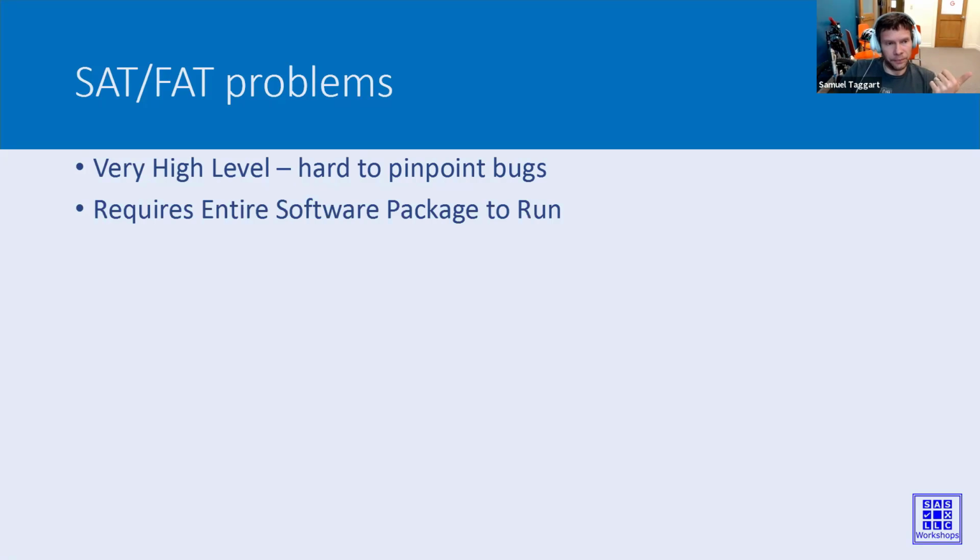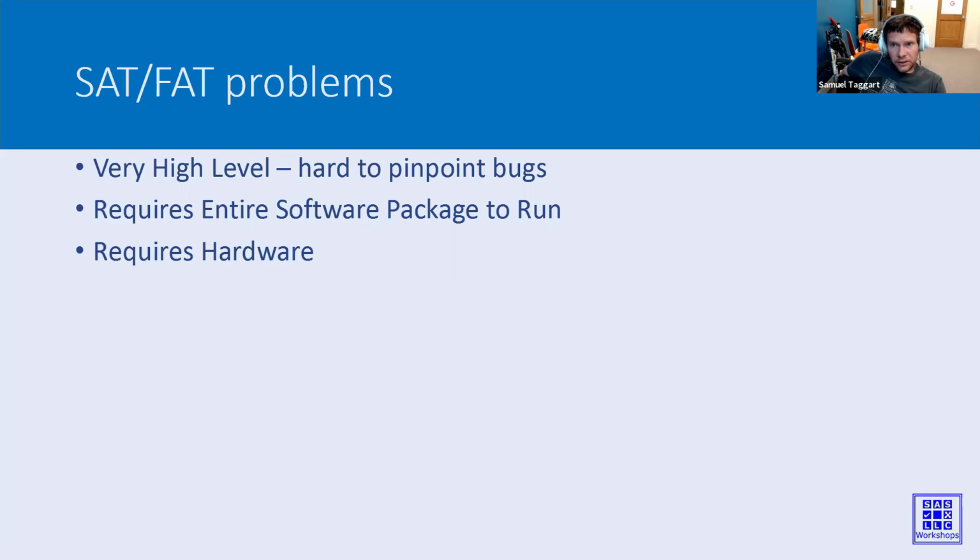So that's one problem. The other problem is because it tests everything, it requires the entire software package to run. So if you've got three quarters of the software done, but you're missing one chunk, you can't really run the site acceptance test or factory acceptance test. It forces you to wait until the very end to run the tests, which compounds the first problem, because A, it's very high level, it's hard to pinpoint bugs, and B, you don't run them until the very end. So by the time you find the bugs, you've got all this code to sort through to figure out where the problem is.